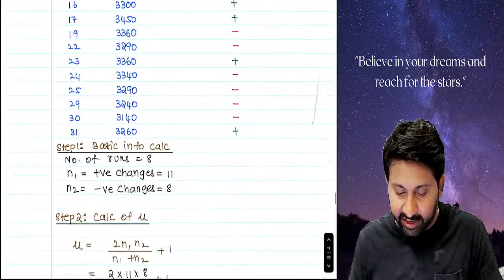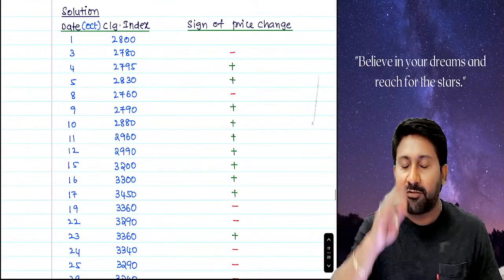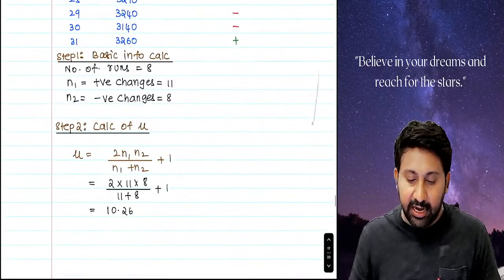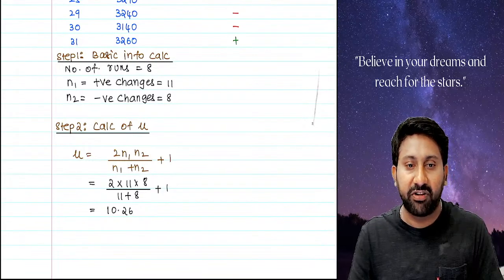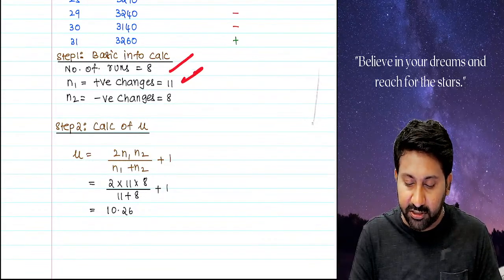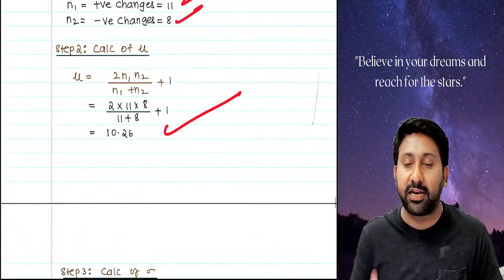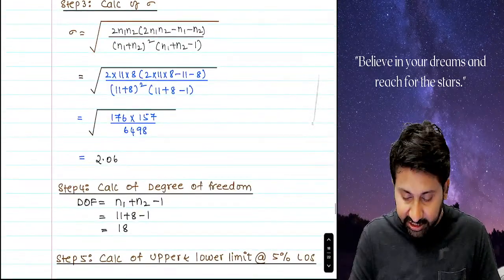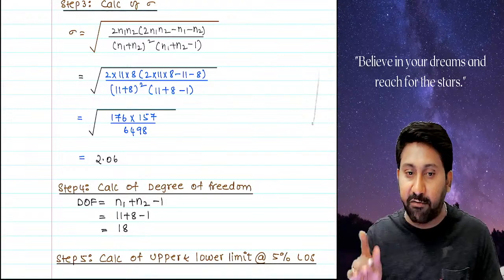So let us summarize the entire question. The question will be given. First, put the positive and negative symbols, for which 2 marks will be given. Step 1, first basic information: number of runs, positive, negative. Later the mu calculation, 2 n1 n2 divided by n1 plus n2, plus 1, and standard deviation. For all these you get 1 mark.